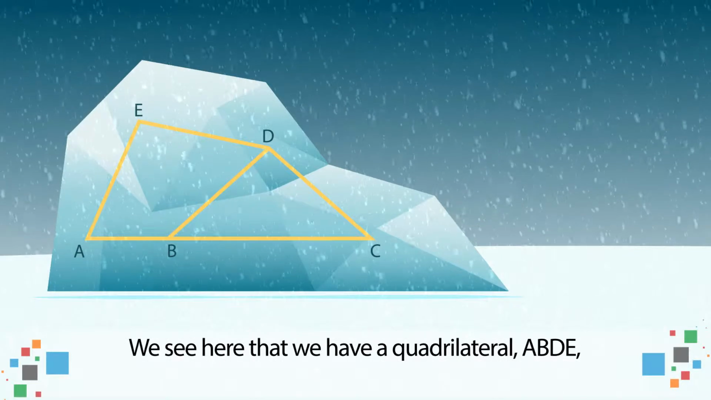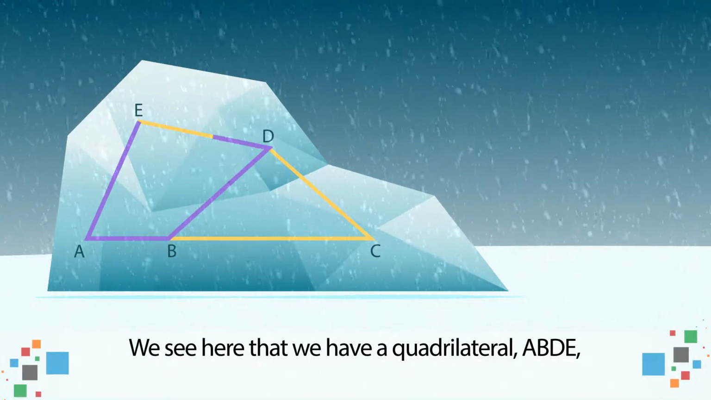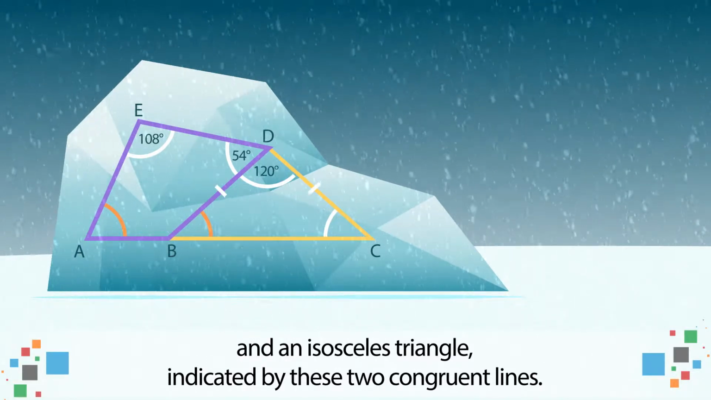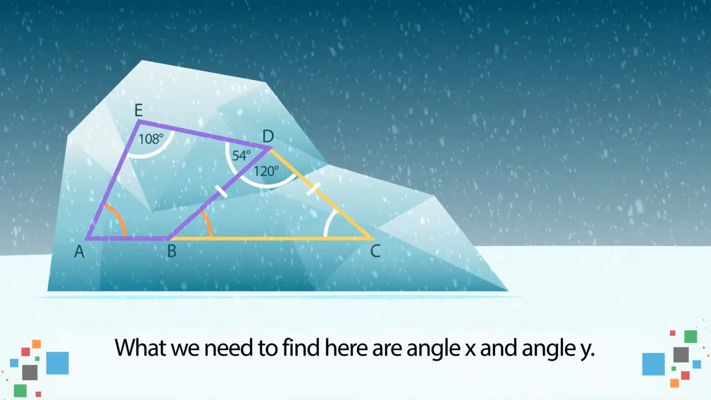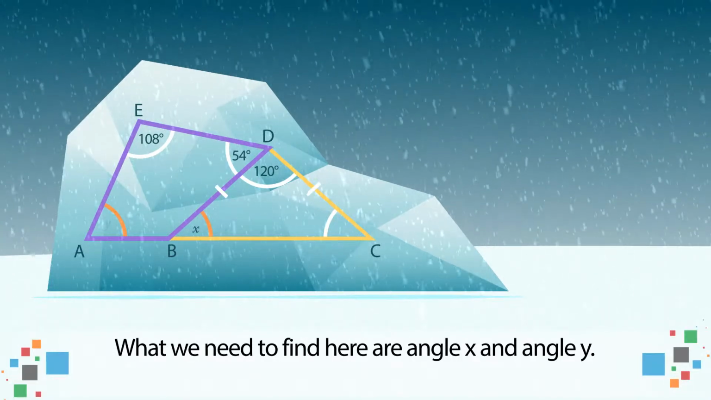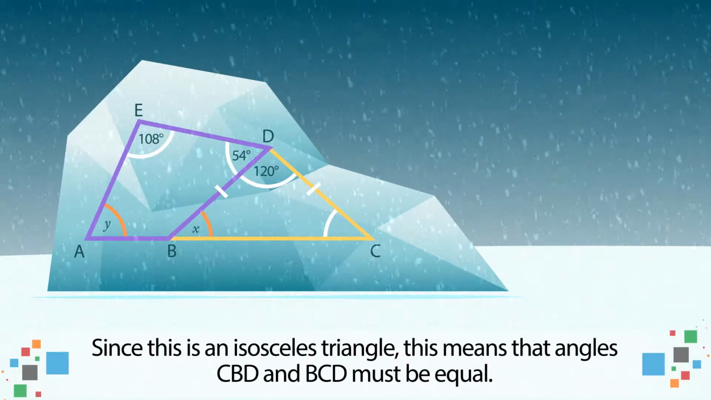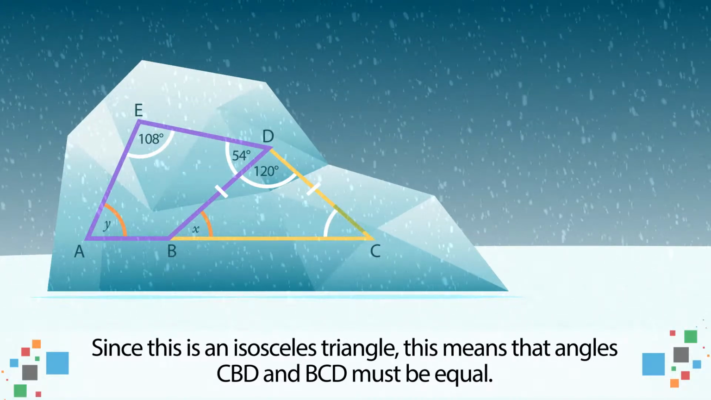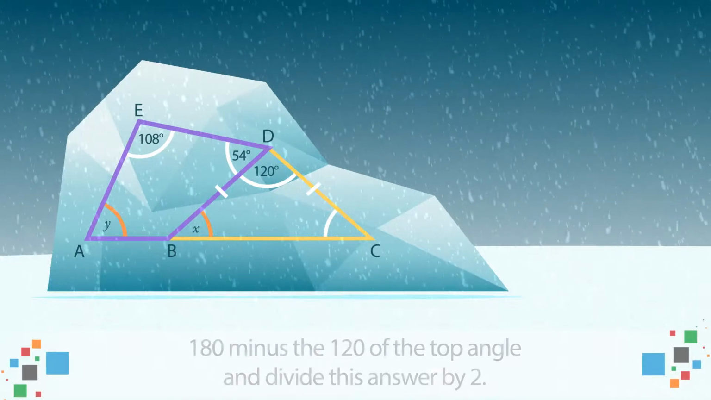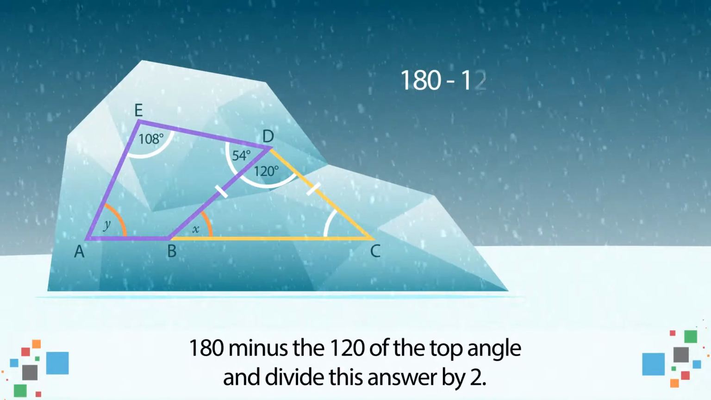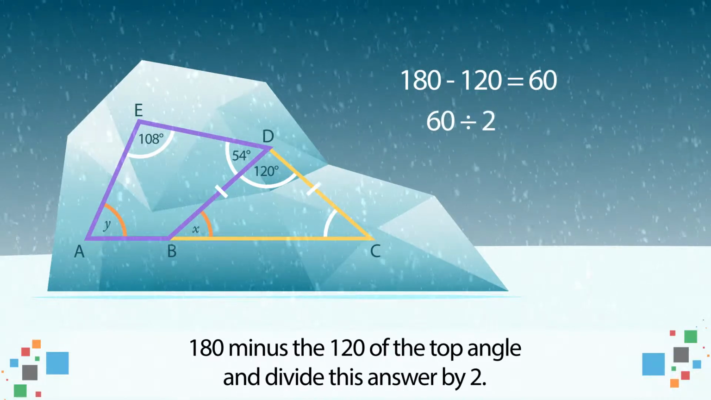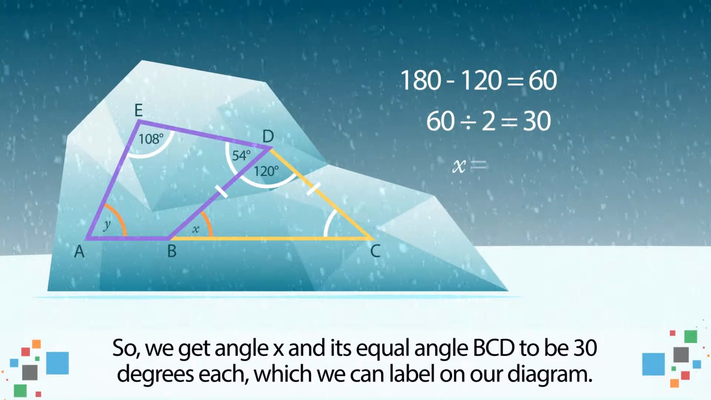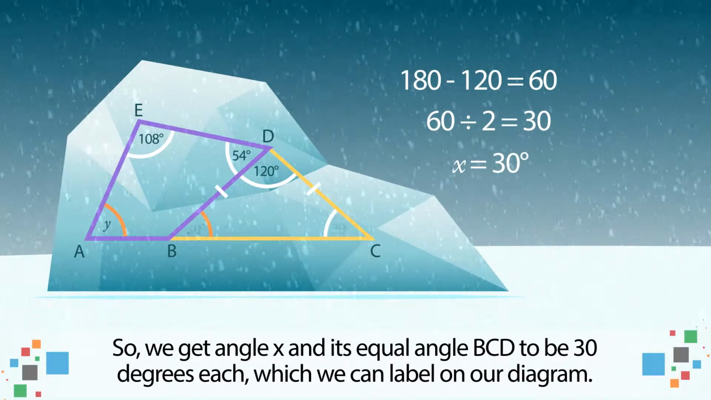We see here that we have a quadrilateral, ABDE, and an isosceles triangle, indicated by these two congruent lines. What we need to find here are angle x and angle y. Since this is an isosceles triangle, this means that angles CBD and BCD must be equal. 180 minus the 120 of the top angle and divide this answer by 2. So we get angle x and its equal angle BCD to be 30 degrees each, which we can label on our diagram.